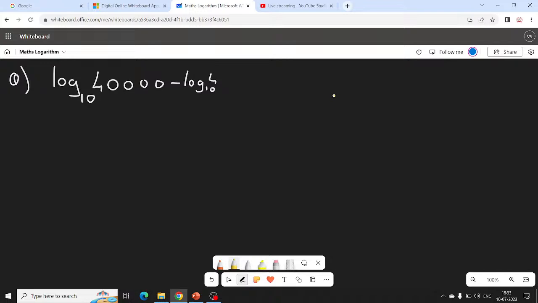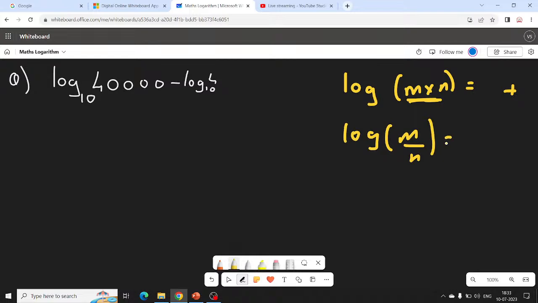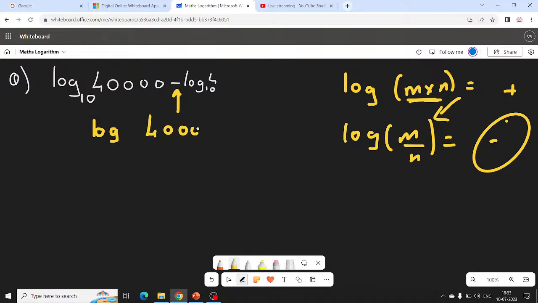Okay, look here everyone. See, I told you there are two properties. If it is log m into n, what will you do? Add. If it is multiplication, what will you do? Add. And if it is division, m divided by n, what will you do? Minus. So if it is minus on the right hand side, what does it mean? Division. So what sign do you have here? Minus. So what happens? Can I write this as log 40,000 divided by 4?